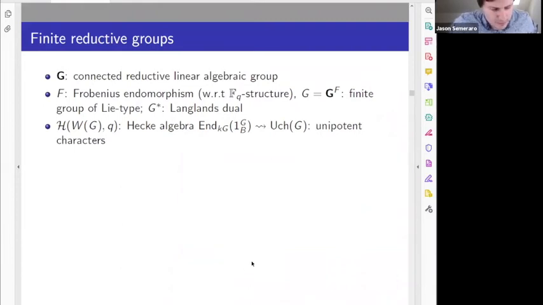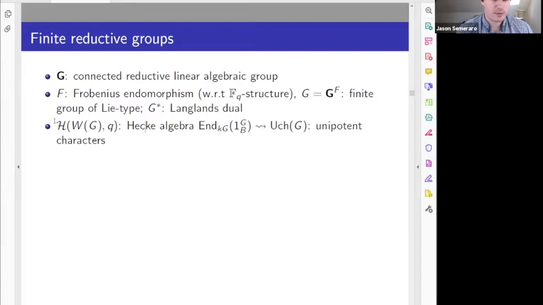Okay, so now let's think about some examples. So, examples of groups. Every group decomposes into simple factors, and the simple groups are classified. And a very important family of finite simple groups is, of course, the finite reductive groups. You start with a connected reductive linear algebraic group and form the finite reductive group by looking at fixed points with respect to some Frobenius endomorphism. And this is going to be a finite group of Lie type. And I'm going to denote by G* its Langlands dual.